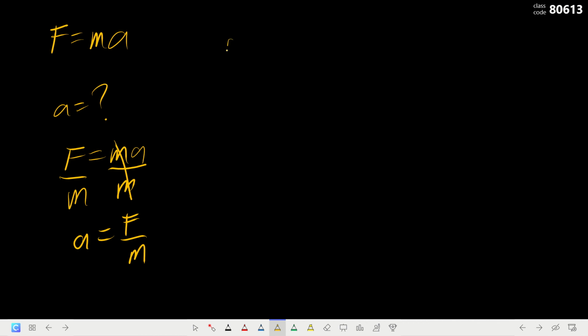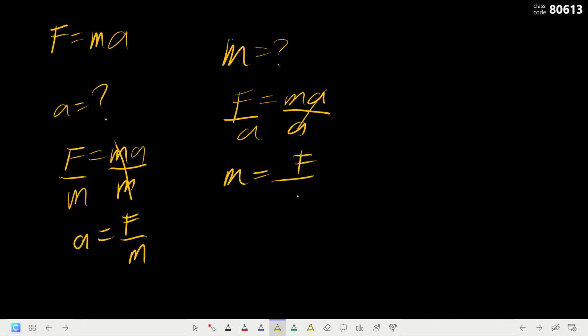So what about if mass is unknown? Okay, so force is equal to mass times acceleration. Then since dito multiply natin, again, ang inverse ng multiplication is division. So we divide our force by the acceleration to get our value of mass. So mass is equal to force divided by the acceleration.